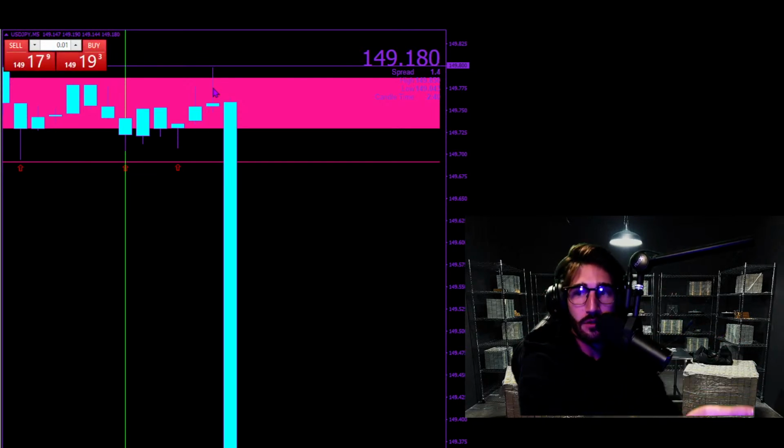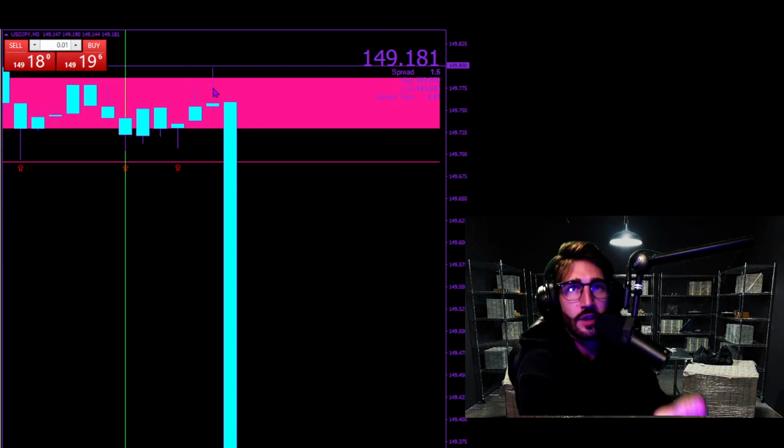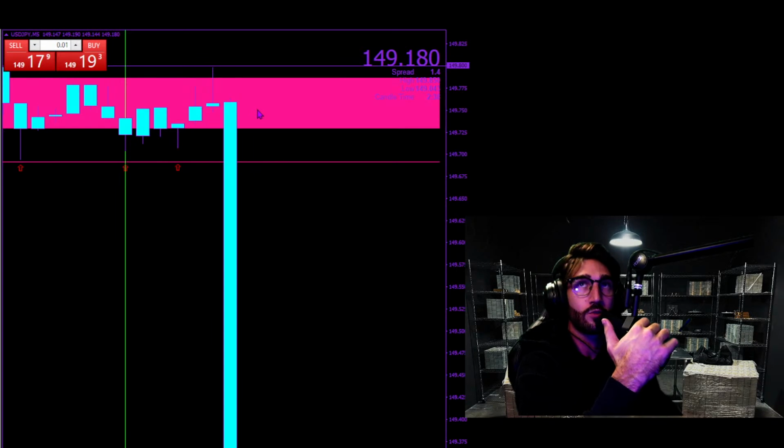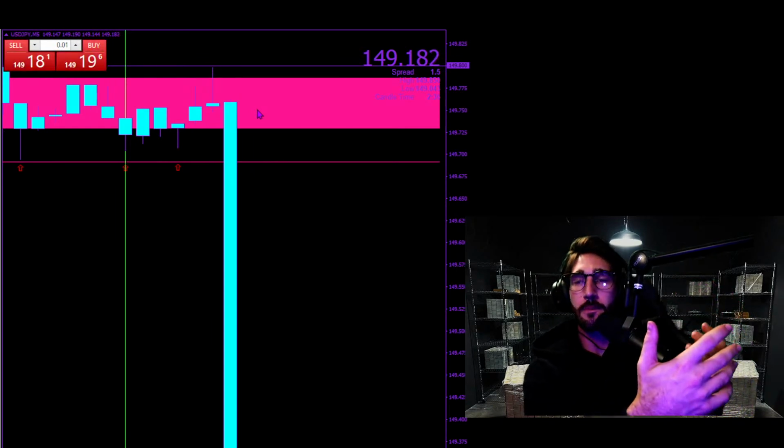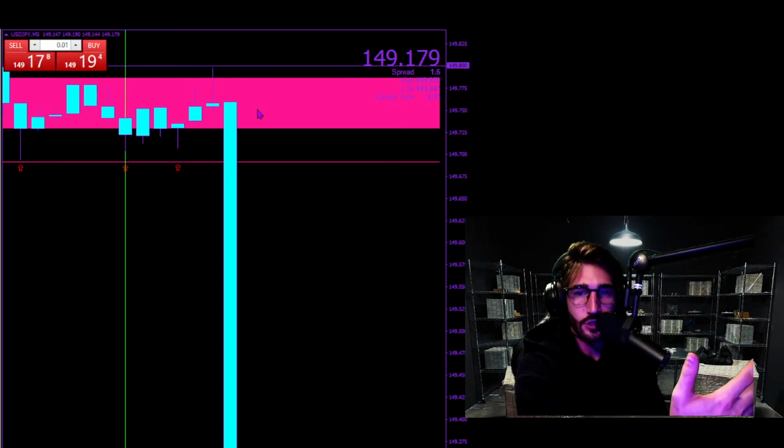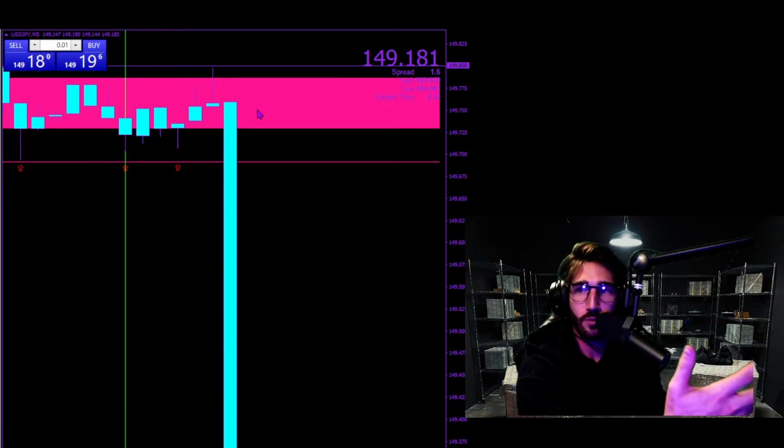But the pink line, we understand that whenever we're in session, if we close above it, then we're buying. If we close below it, then we're selling. That's the basic instructions of any of our systems that we go through at Bankroll Solutions. If we're closing above the box of consolidation, we're buying. If we close below, then we're selling.